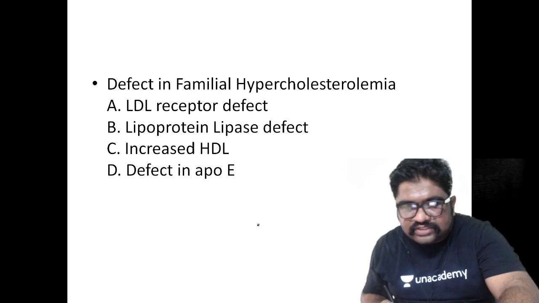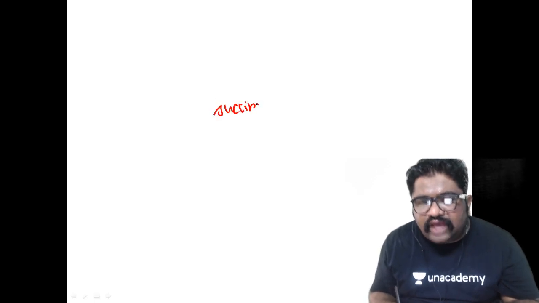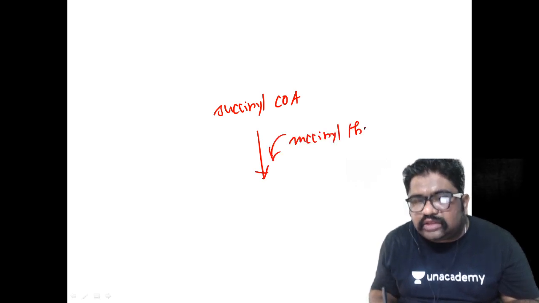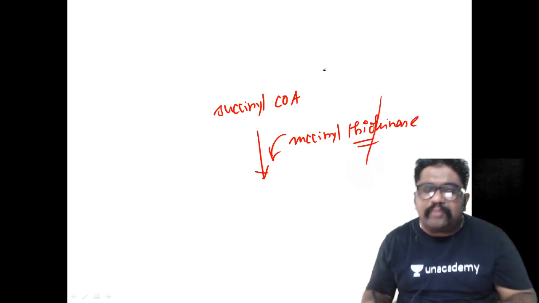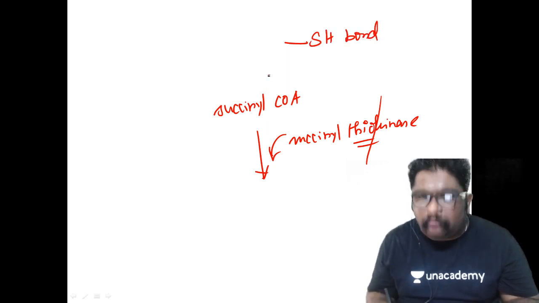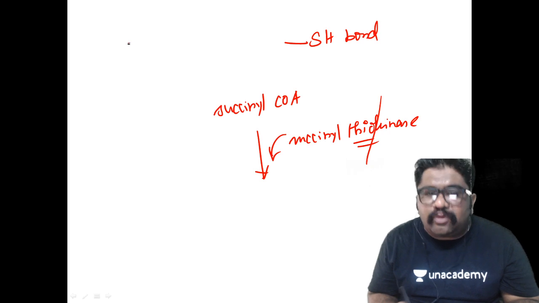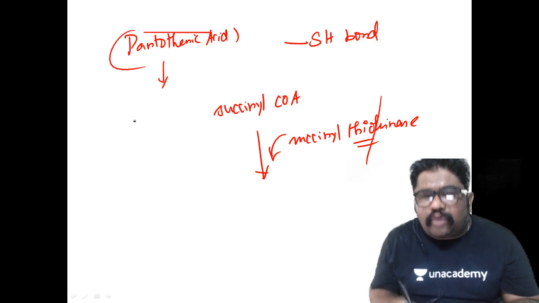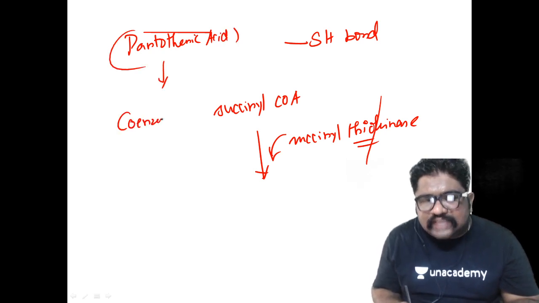Now, I'll use a different slide. Just listen to me for a minute. See, we have succinyl-CoA. On the action of the succinate thiokinase enzyme, the thio bond can be broken. What is a thio bond? It is the bond involving sulfur, the SH. Now, how do you write the active form of pantothenic acid? Pantothenic acid is a B-complex vitamin. The active form of pantothenic acid is coenzyme A.